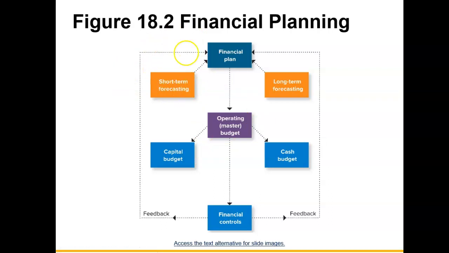As I mentioned before, there's both short-term and long-term forecasting, predicting your needs on a short-term and long-term basis. You prepare what's called an operating budget or a master budget, which consists of a series of different budgets. There's a capital budget and a cash budget. And we'll talk about what is a capital budget and what is a cash budget. And let's make sure that we have some type of controls put in place in order to make sure that we are safeguarding the company's finances.